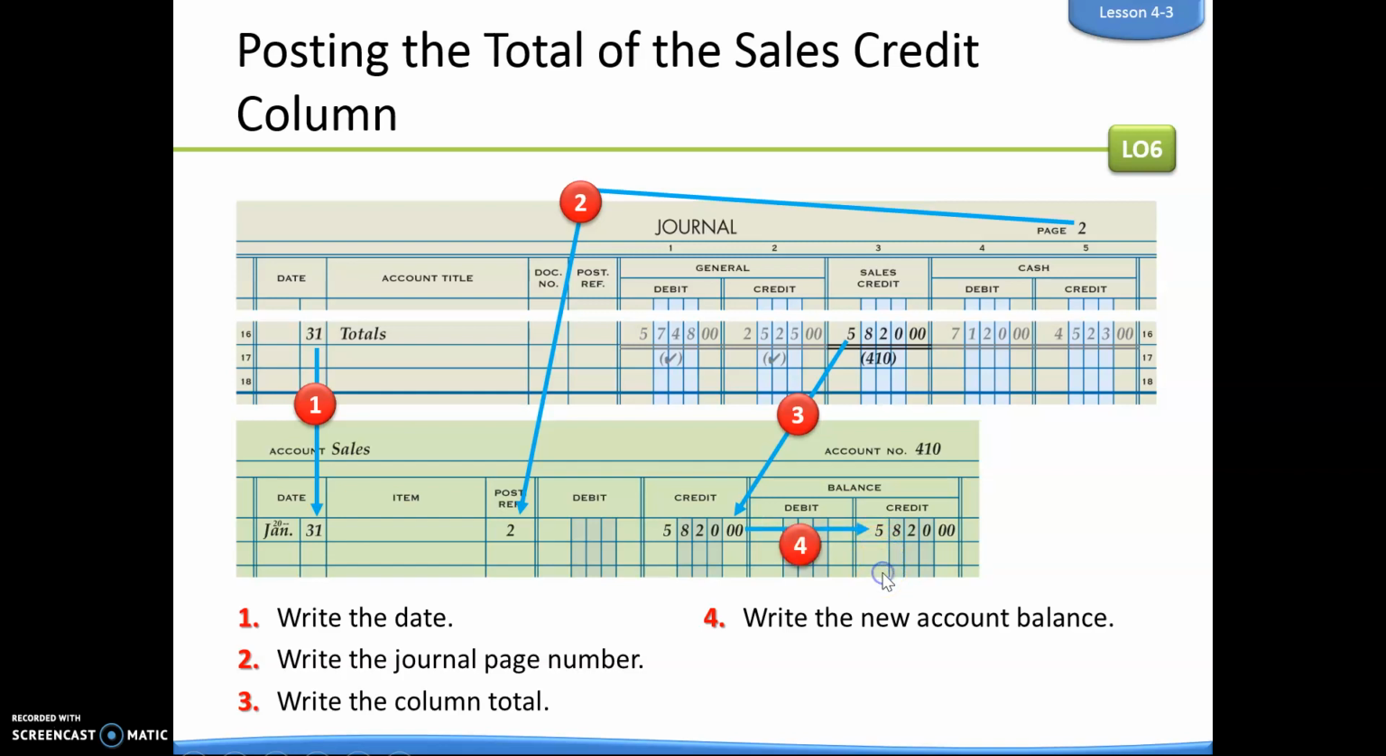And then we still take our account number, which is that 410, except we don't put it up in this post reference one where we did before. We put it underneath our sales credit column in parentheses. So that's what this is for right here. And that's it. Very simple. Same posting procedure that we used. It's just that we're doing a total instead of doing them individually.